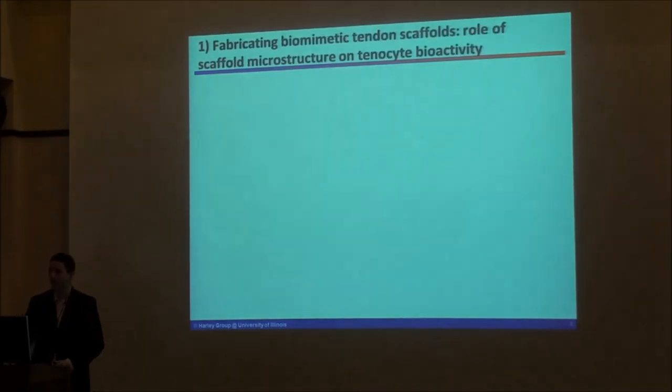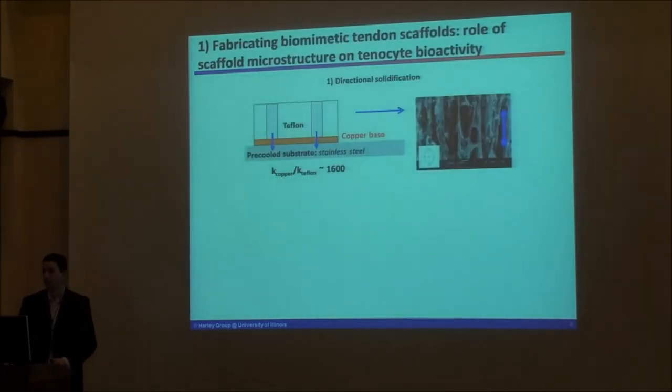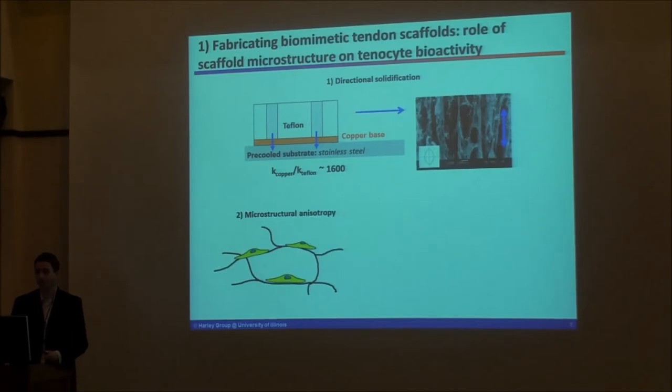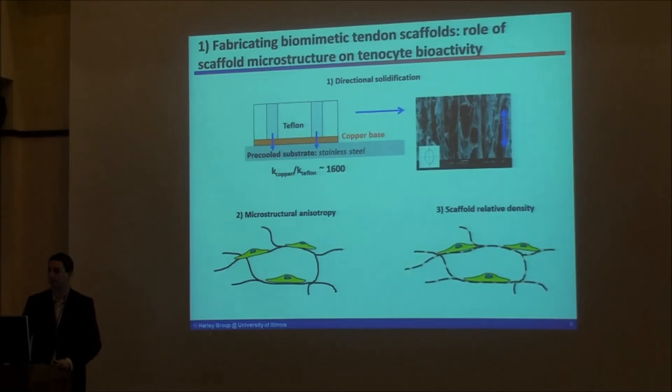So starting off with fabricating these biomimetic scaffolds, I'll talk about how we actually make these scaffolds. We want scaffolds that are highly aligned to mimic the aligned nature of tendon. And I'll talk about the dual role of microstructural anisotropy as well as scaffold relative density on regulating tendon cell, or tenocyte, bioactivity.